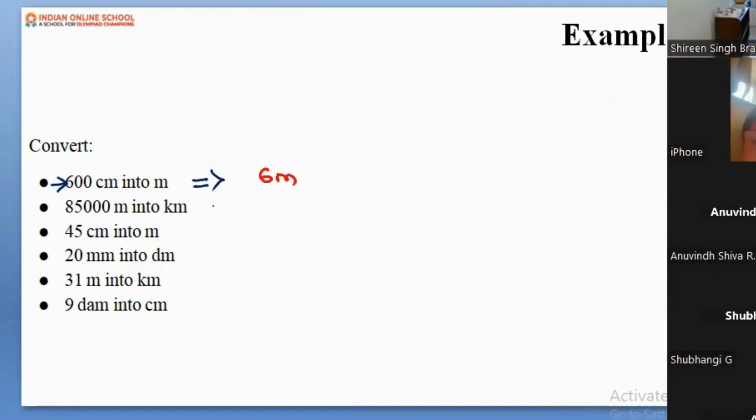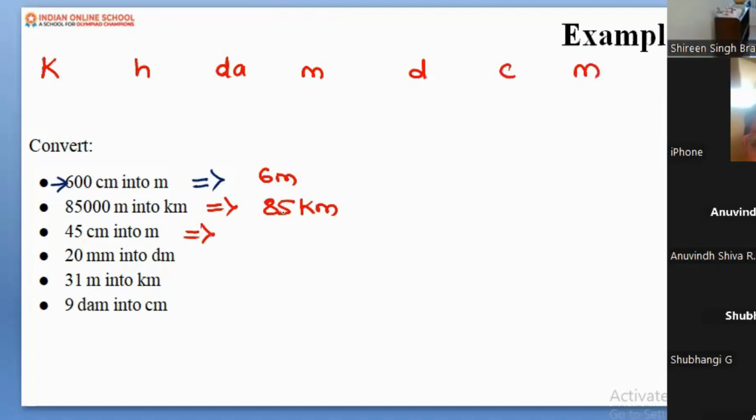Six meters. Very good. Now, if I need to convert 85,000 meter into kilometers. 85 kilometers. Yes. Very good. Now, if I need to convert 45 centimeters into meter. Then 0.45. Decimal. Absolutely correct.